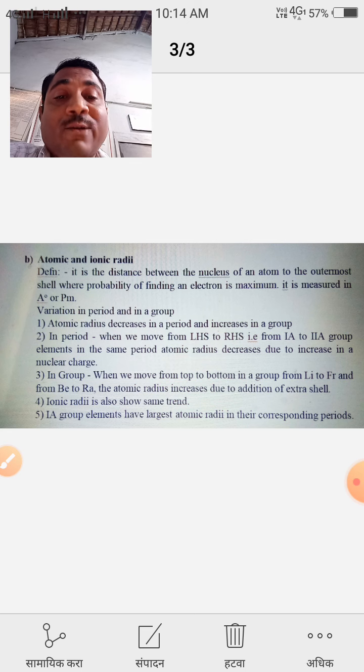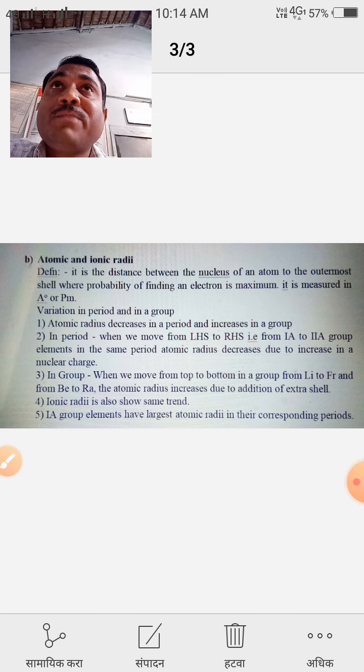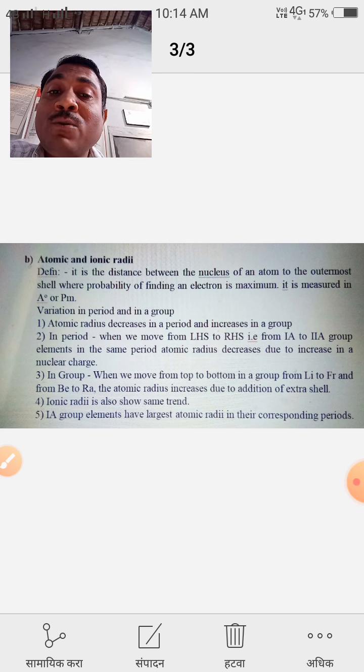What is meant by atomic radii as well as ionic radii? It is the distance between the nucleus of an atom to the outermost shell, where the probability of finding an electron is a maximum. That means it is the distance between the nucleus to the outermost shell, where the probability of finding an electron is a maximum, and it is known as the atomic radius.